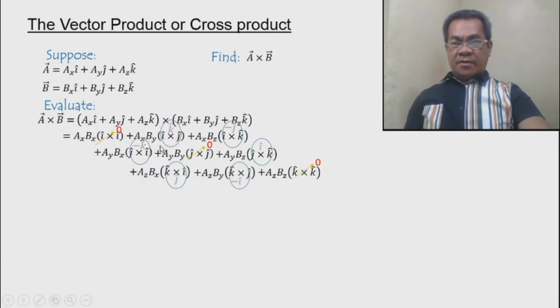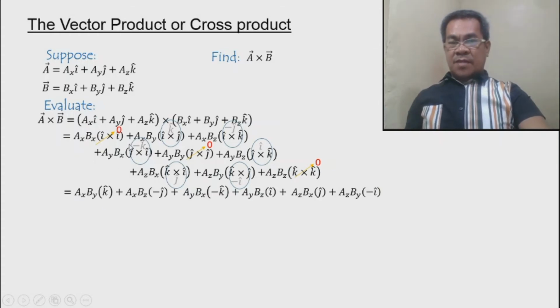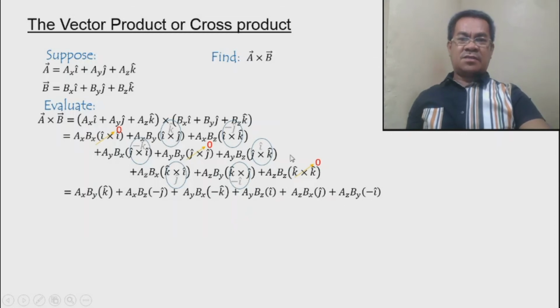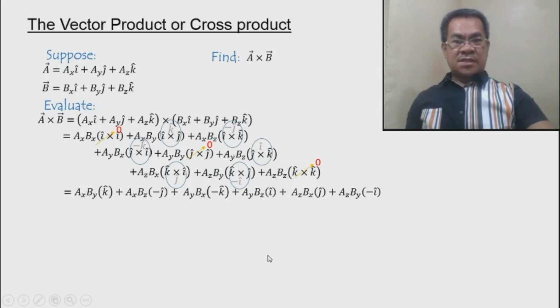Okay, so therefore, replace these values and then we have this result. The AX BY is K hat. Then we have AX BZ times negative J hat. This is again negative K, and this is AZ BX J hat, then this is AZ BY negative I hat. So these three are 0. So we have only 6 terms.